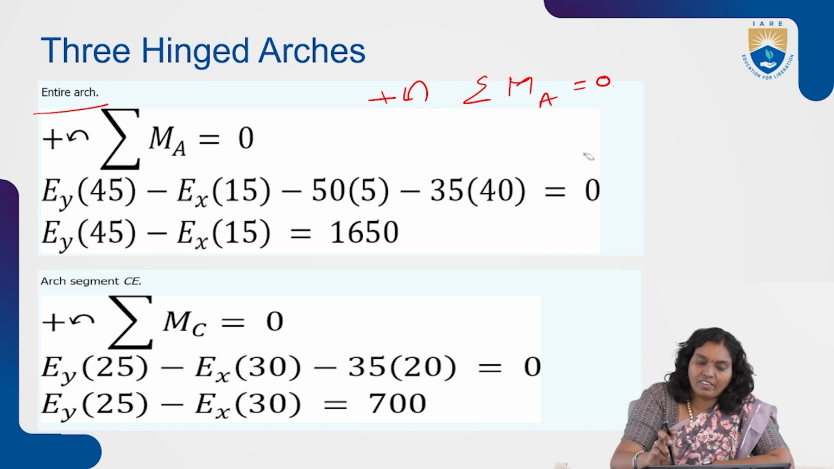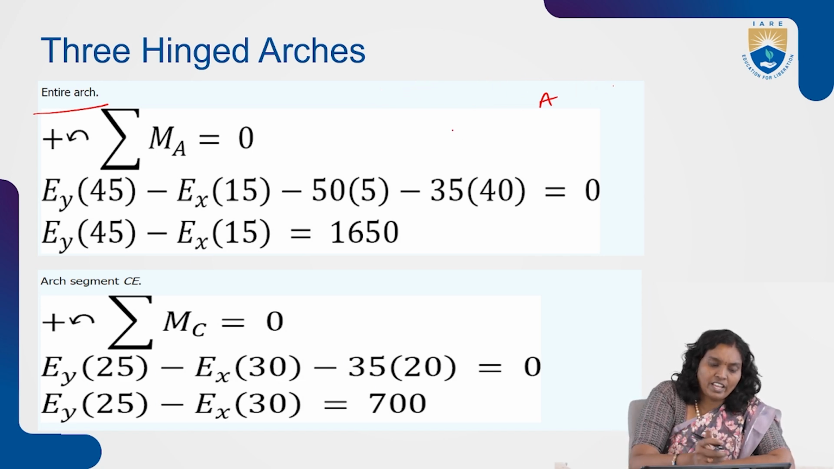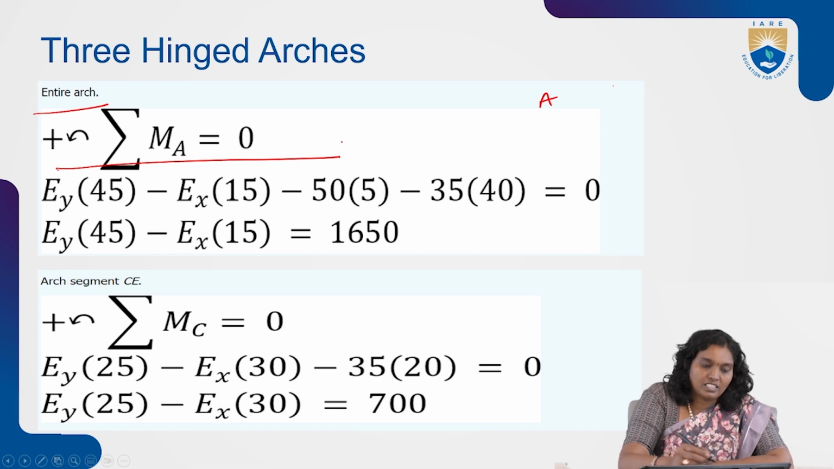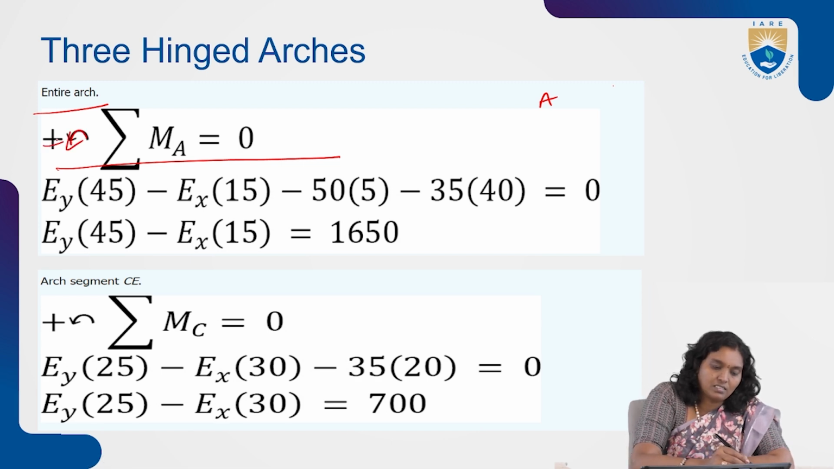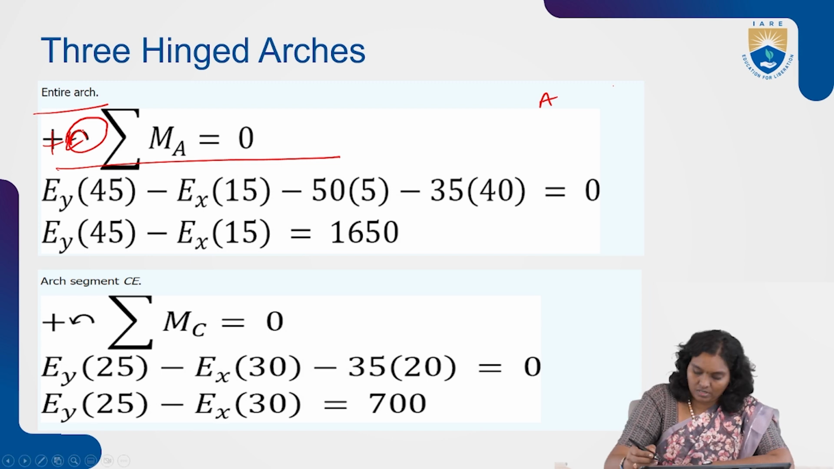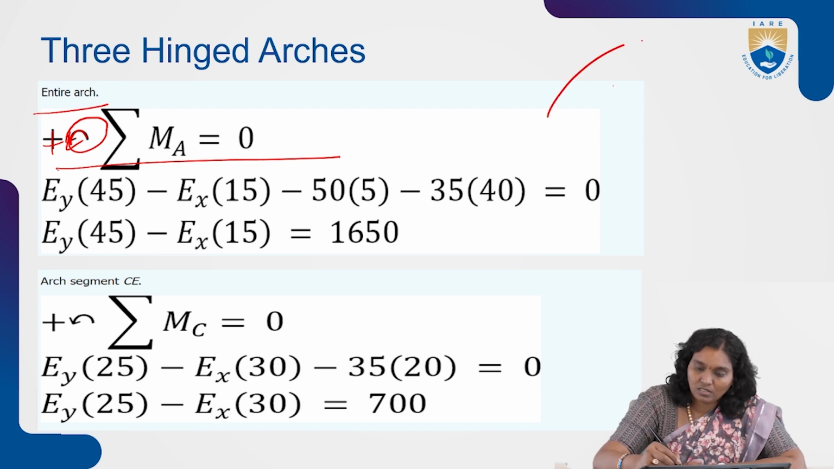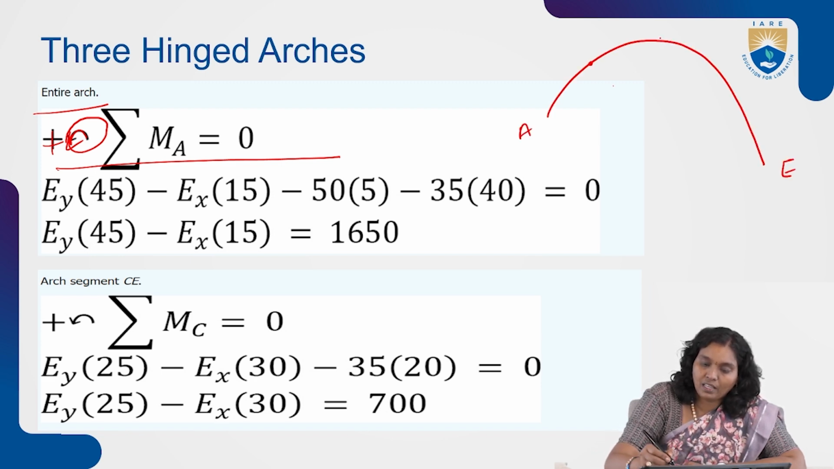To draw the figure here, we are considering the moments. Anti-clockwise is positive for the moments. Now we have to draw the free body diagram here for understanding the numerical values. A, B, C, D, E.